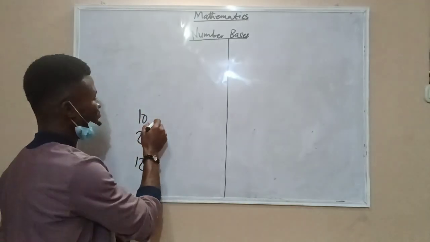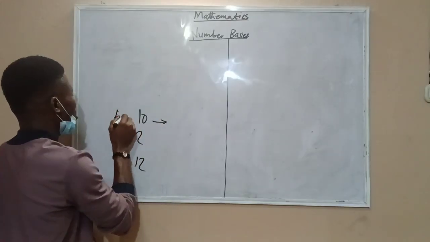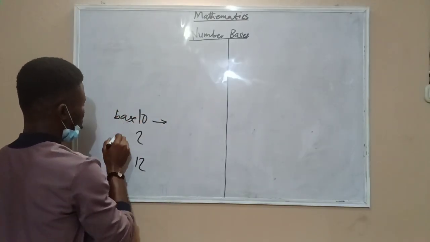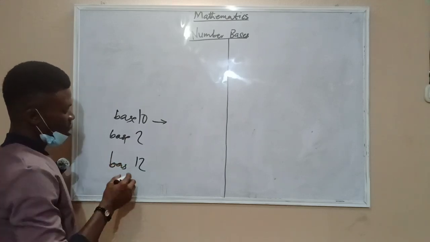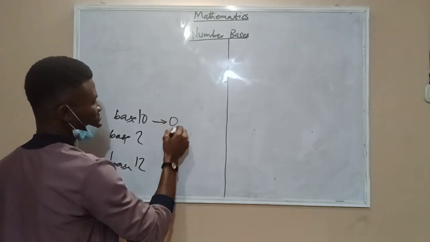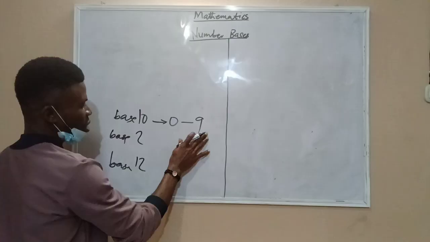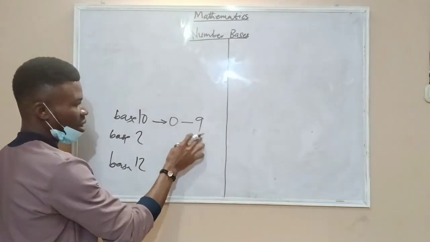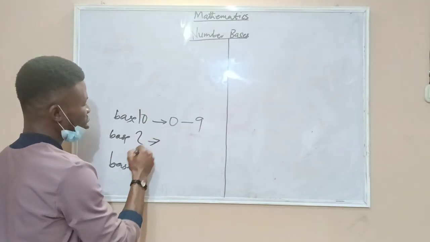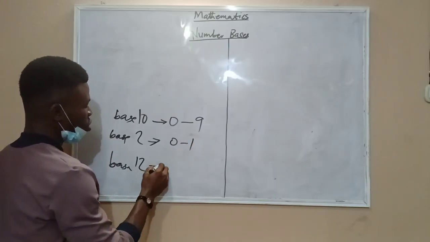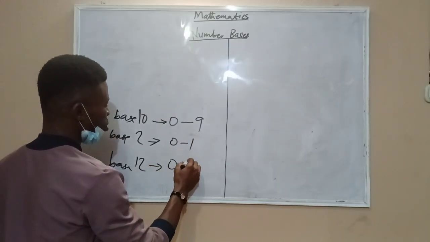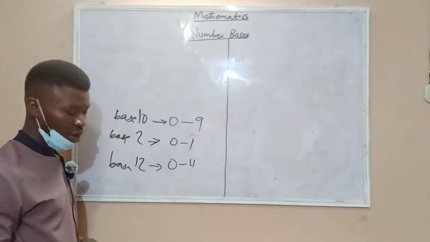For instance, in base 10, you have numbers from 0 to 9, and when you count them, it's 10 digits. Then in base 2, we have 0 to 1. In base 12, we have 0 to 11, and so on and so forth.